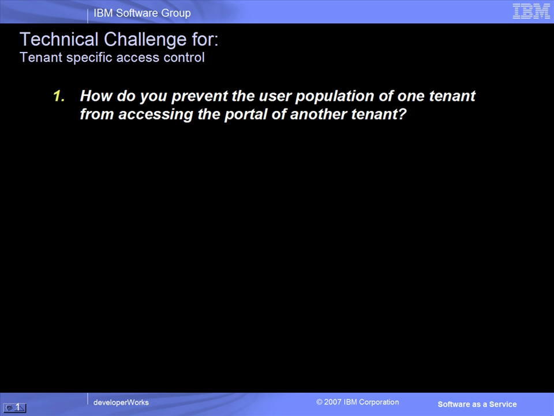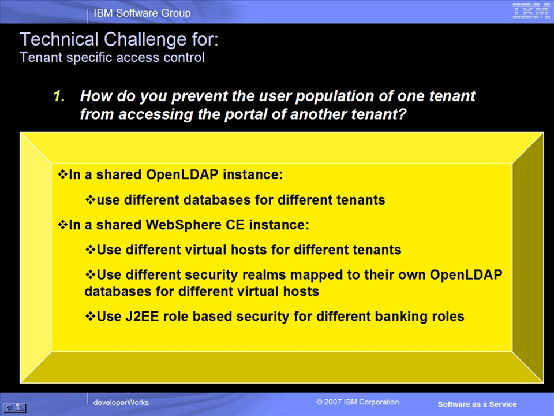How do we prevent Rob, who is a customer of First Bank, from accessing the WebBank portal? We achieve this by exploiting various capabilities of OpenLDAP and WAS-CE, including using different virtual hosts, security realms, and OpenLDAP databases for each tenant, and J2EE role-based security for different roles in each tenant. Let's take a look at the major steps.